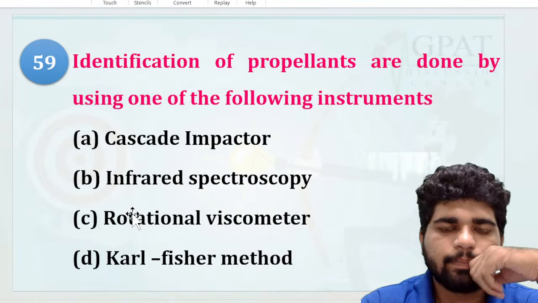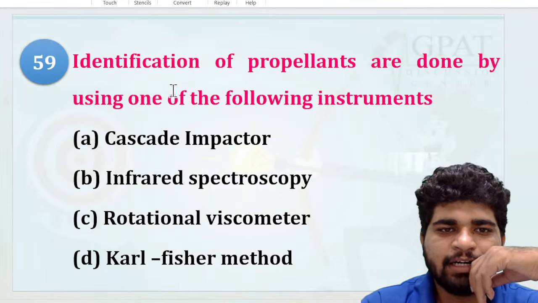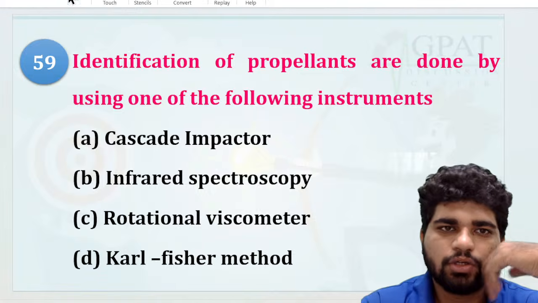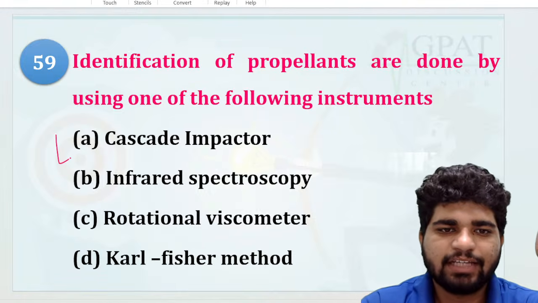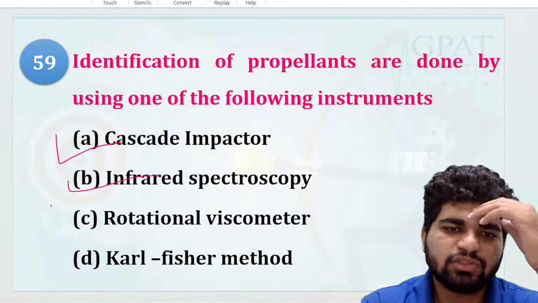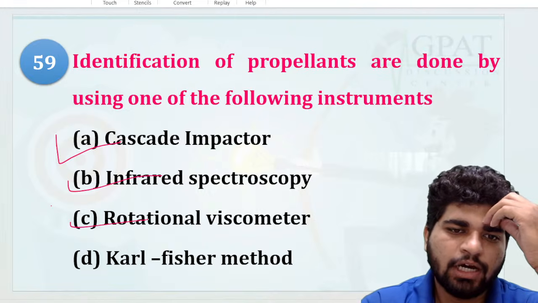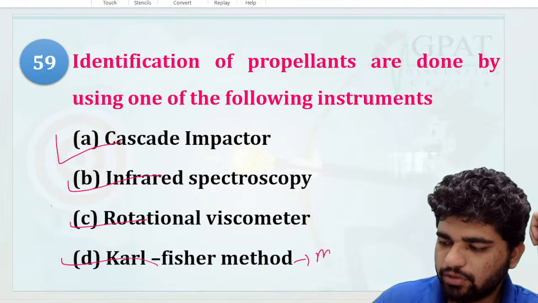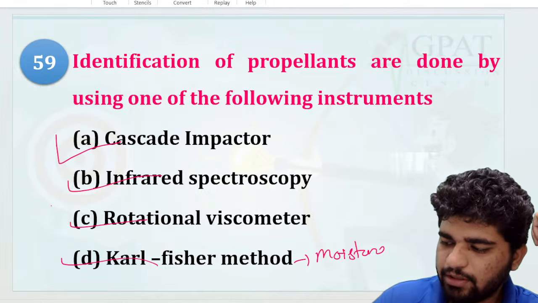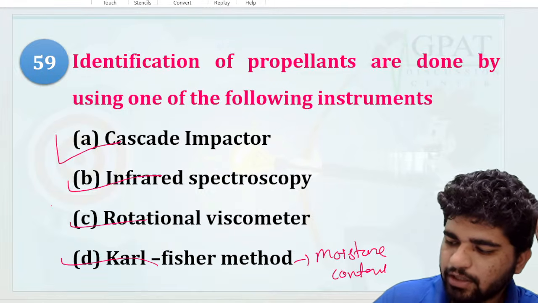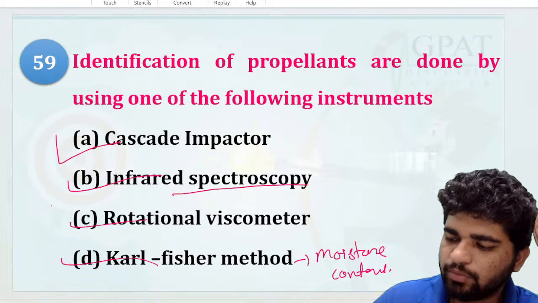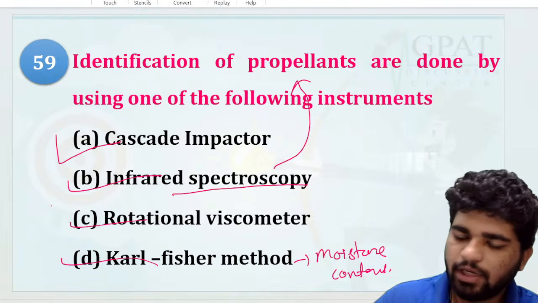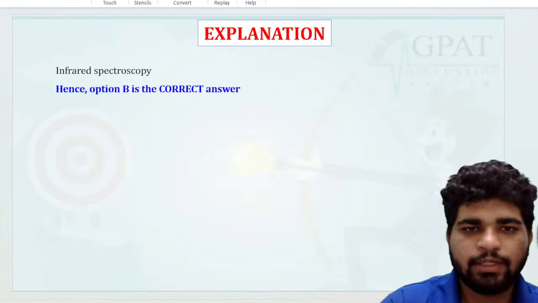Now, identification of propellants is done by using one of the following instruments: cascade impactor, infrared spectroscopy, rotational viscometer, or Karl Fischer method. Karl Fischer method is used to analyze moisture content, right? If I talk about infrared spectroscopy, yes, that is going to be the identification of propellants.